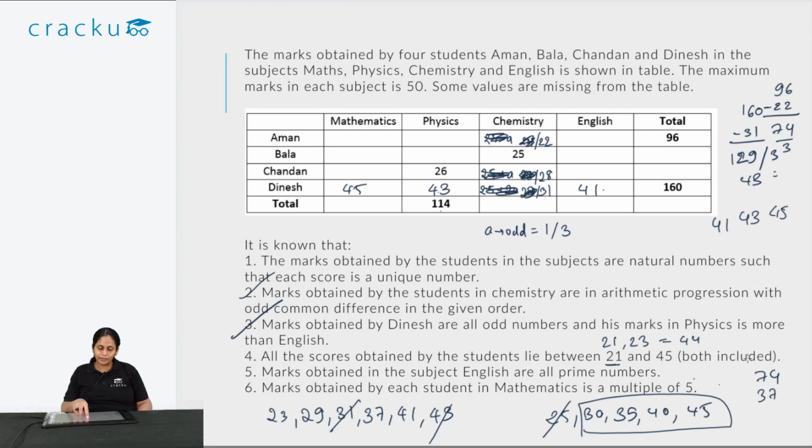So this score in English cannot be 37, because then the remaining part would be another 37, which would be lower than the lowest possible sum of maths and physics. So the English value for Aman can't be 37. 41 is already placed for Dinesh, so it has to be either 23 or 29. Now which of 23 and 29 can it be?